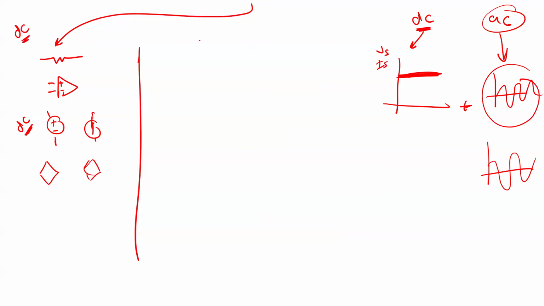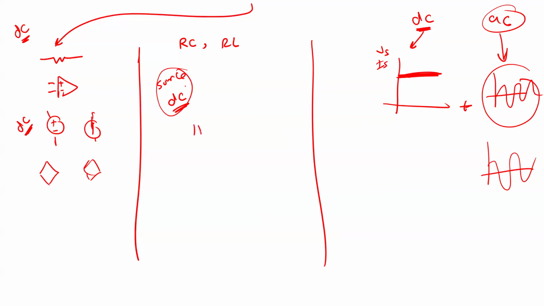And then after that, in the last chapter, I covered RC and RL circuits, and the source was also DC. That's why, when the source is DC, any capacitor in steady state becomes an open circuit. Yes, there is some current in the beginning, the transient, and then it becomes open circuit, and any inductor becomes a short circuit.